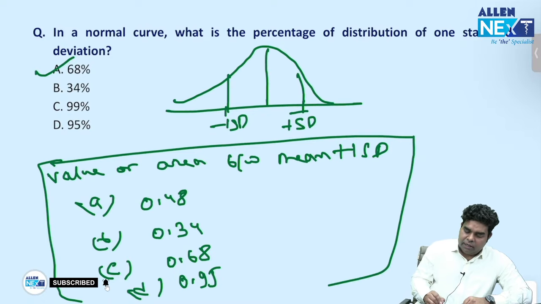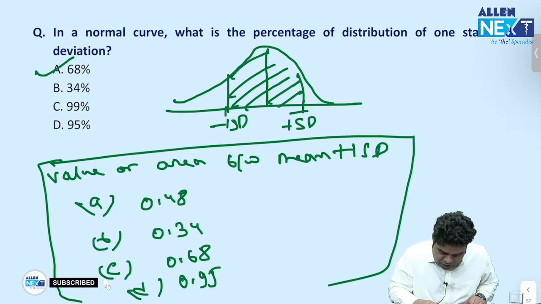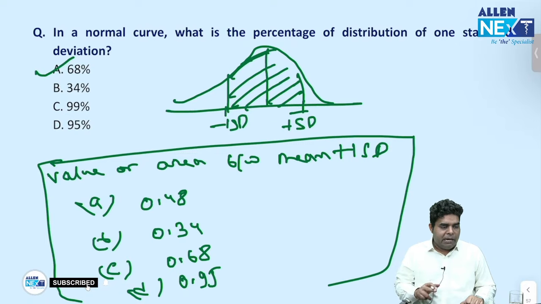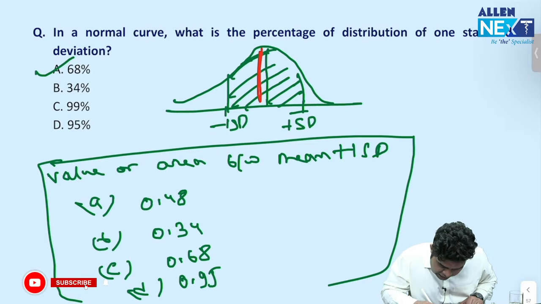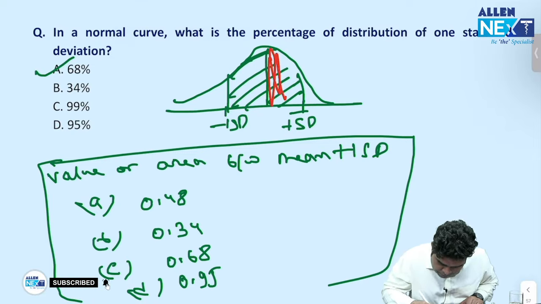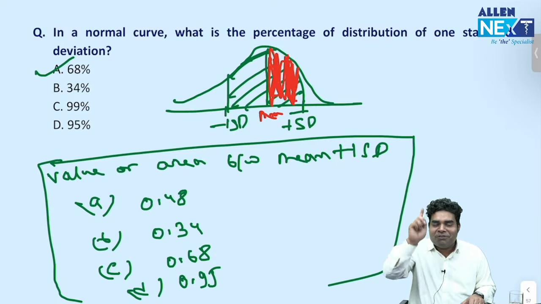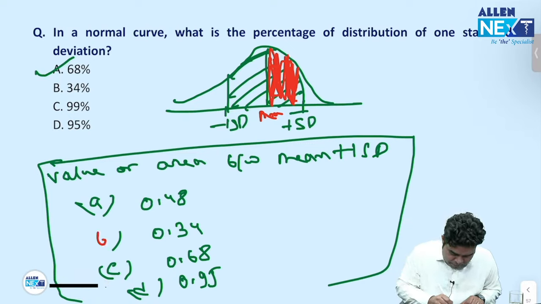What is the answer to this question? Area between mean and plus 1 standard deviation. This whole area, plus minus 1, will be 68%. So what will be the area between mean and plus 1? Mean and plus 1 means they are only talking about this part. This is the mean and plus 1. They are not talking about the whole green part, just half of that. Plus minus 1 will be 68, but plus 1 will be 34. Okay, so the answer will be B, 34.